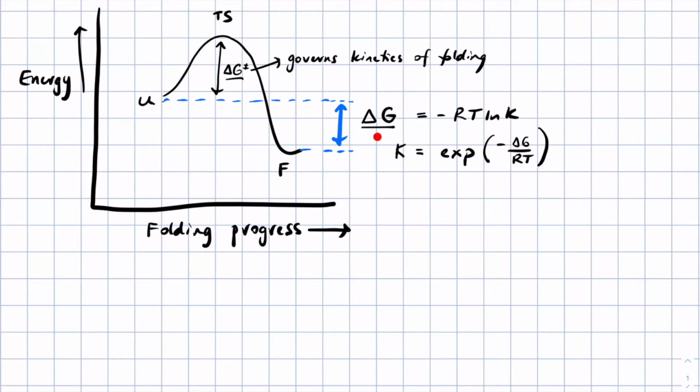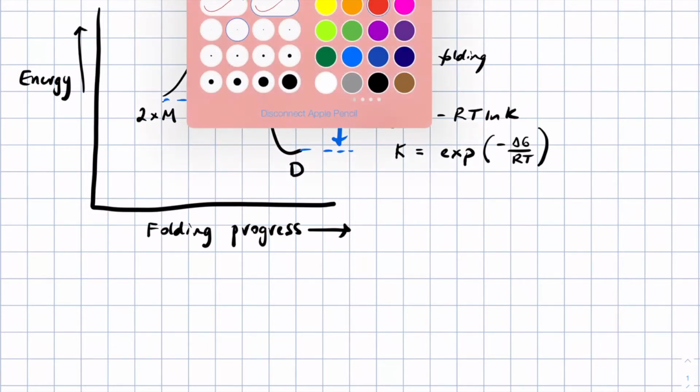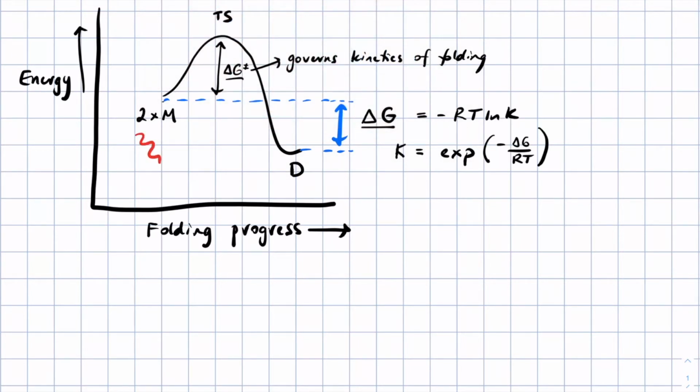And this relationship between delta G and equilibrium constant is the same in a monomer-dimer two-state folding equilibrium as it was for just the monomer. The difference is going to be that in the monomer-dimer folding equilibrium, we're going to have two unfolded monomers come together to form one folded dimer. So suppose these are my two unfolded monomers, and they come together to form a helix bundle dimer or something like that.